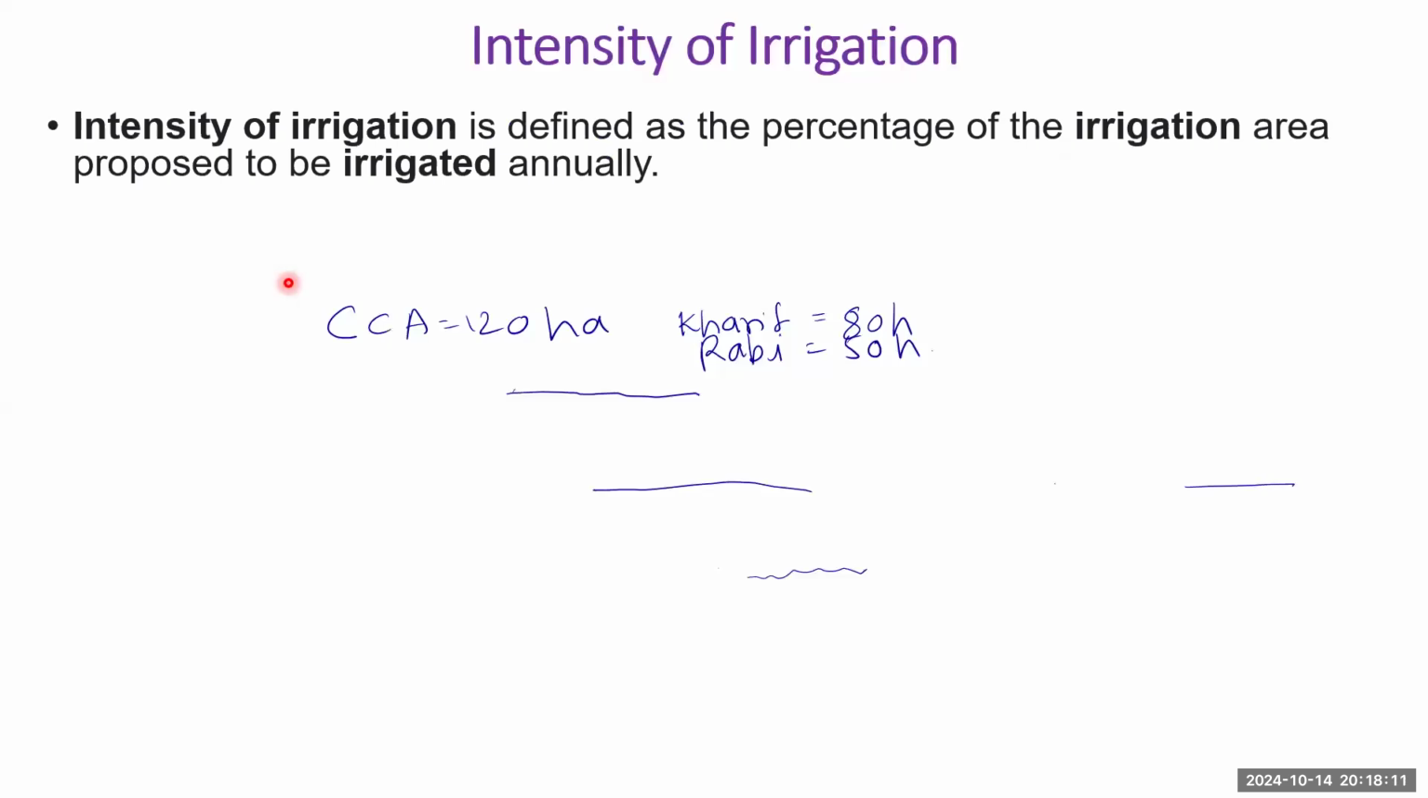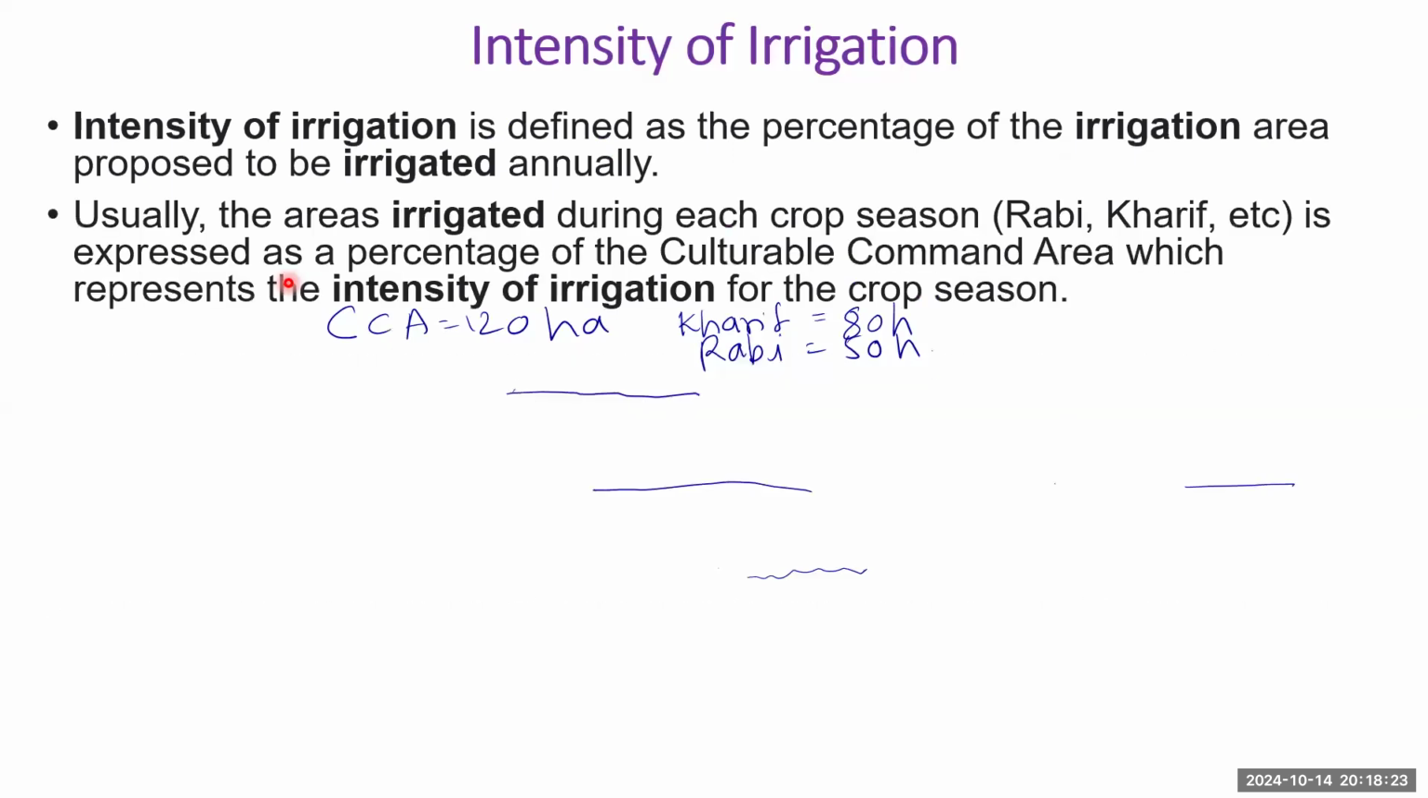Now we are going to discuss the term intensity of irrigation. What do you mean by intensity of irrigation? Intensity of irrigation is defined as the percentage of irrigation area proposed to be irrigated annually. Suppose in a command area, what percentage of the irrigation area is irrigated annually? That is called the intensity of irrigation. Now we know that there are crop seasons like Rabi, Kharif. So the area irrigated during each crop season is expressed as a percentage of cultivable command area, which represents the intensity of irrigation for the crop season.